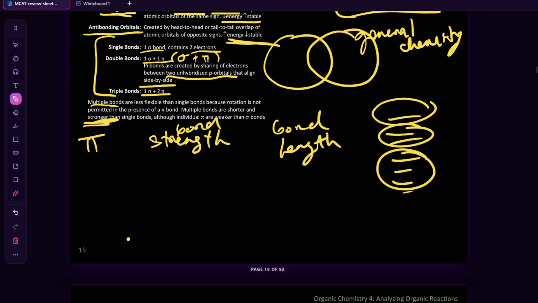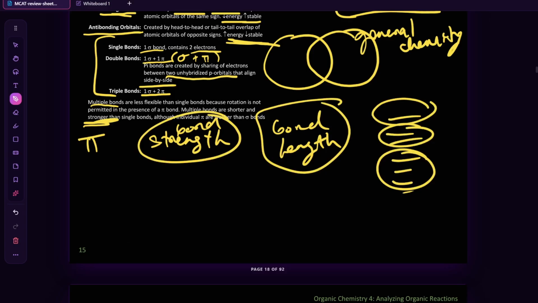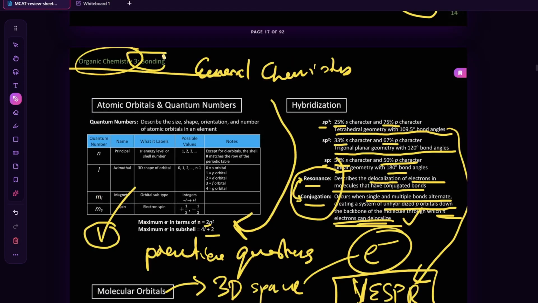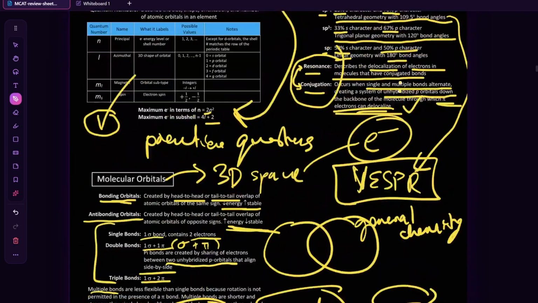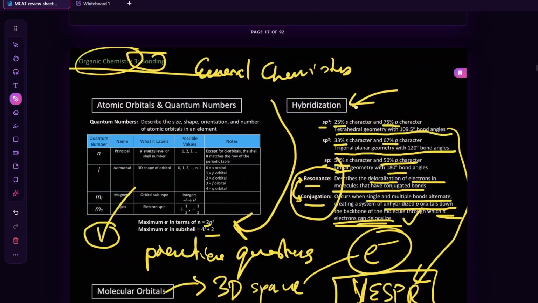Single, double, and triple. So this should be Gen Chem review, and if you didn't understand this, go back to general chemistry on the quantum numbers and the orbitals. Hybridization is a bit newer though, a little bit more in detail.